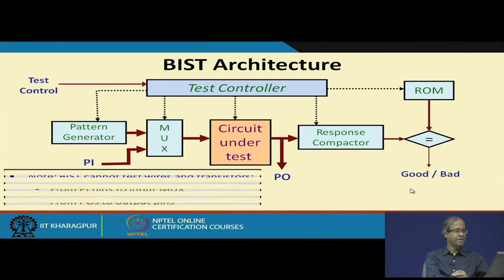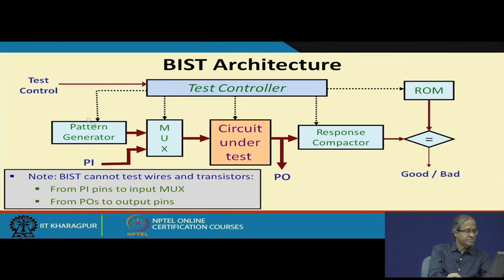But there are a few things in this circuit which the BIST is not checking, like the connection from PI to the multiplexer. It is only testing the pattern generator to circuit and circuit to response compactor paths, but the PI connection and PO connection, if there is any fault here, these parts are not tested. So, this has to be remembered.